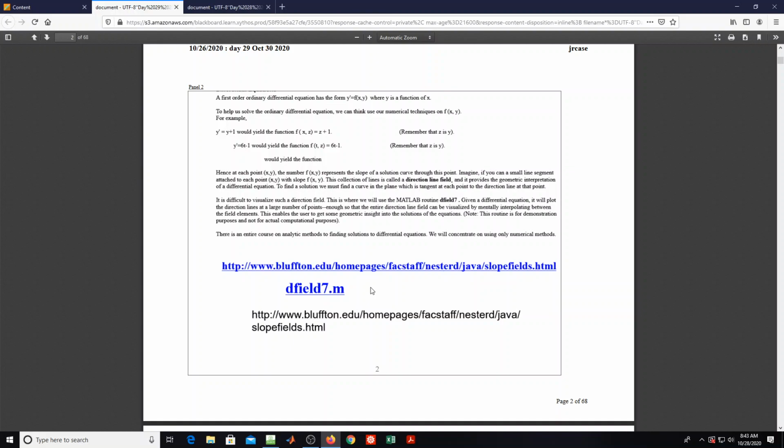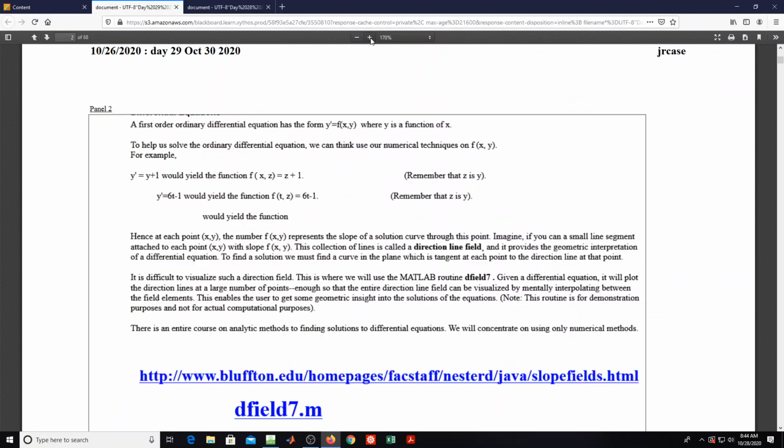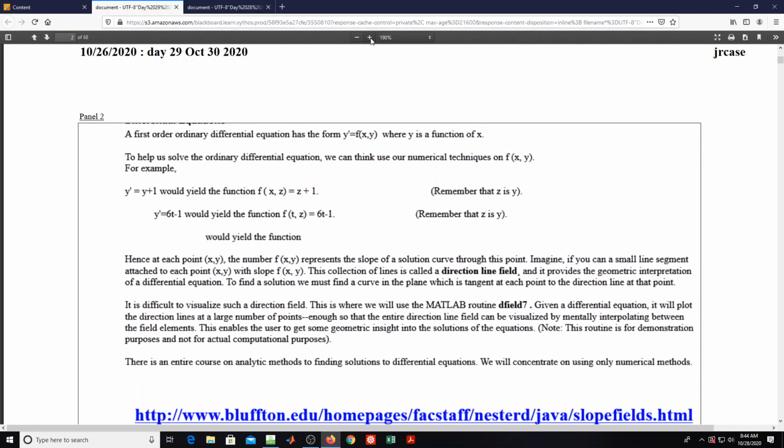Okay, so we are saying that y is a function of x, but here we're saying the derivative is a function of x and y. So the solutions to differential equations are functions. And let's just go through some examples. What we're going to do is our numerical techniques on this multivariate function.